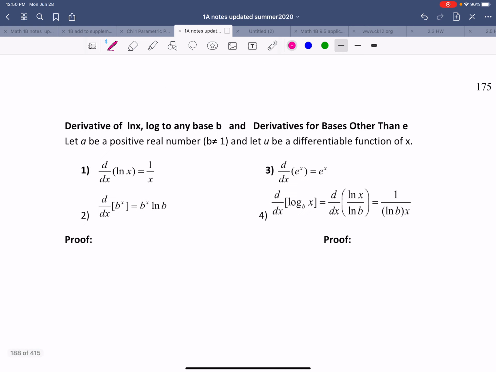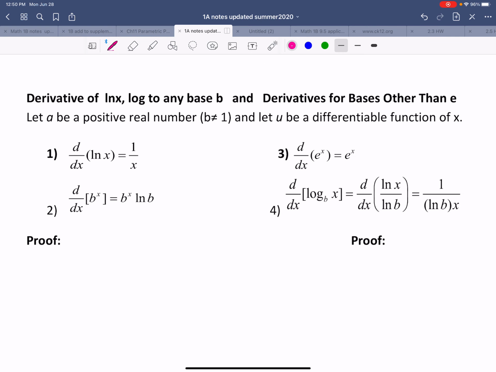That's going to be the derivative in this case. Derivative of natural log of x, or log to any base b, and derivative of bases other than e. Derivative of natural log of x is equal to 1 over x. An easy way to do the proof is using logarithmic differentiation. We can also use the limit definition to do the proof here.